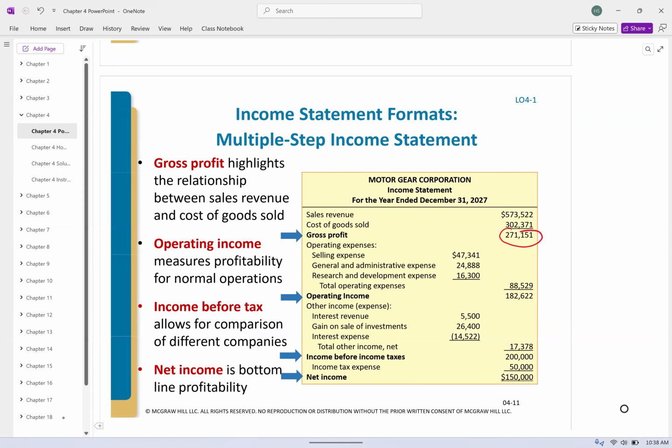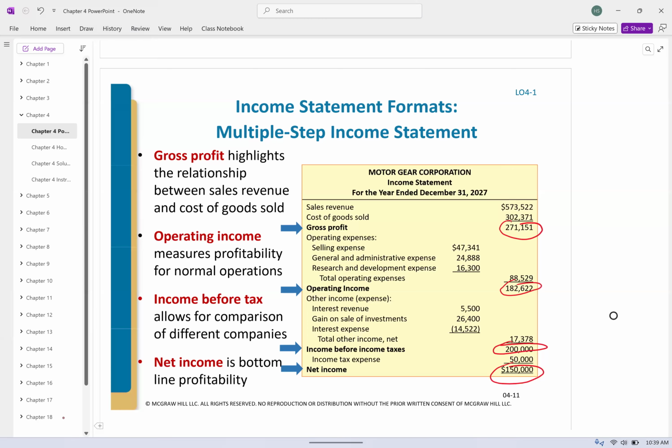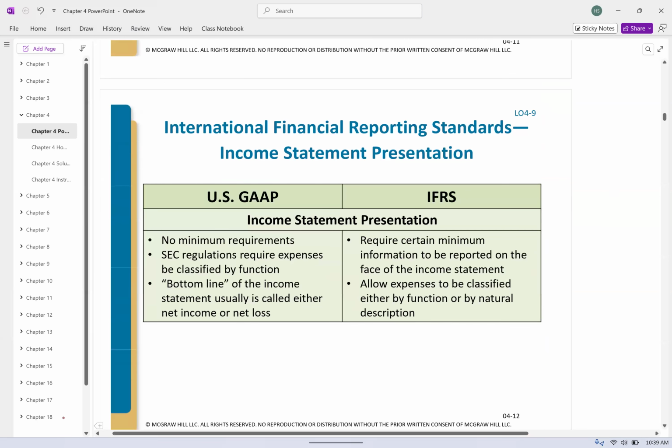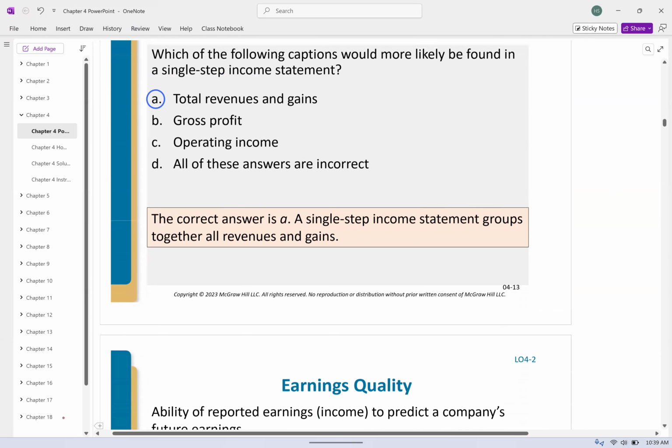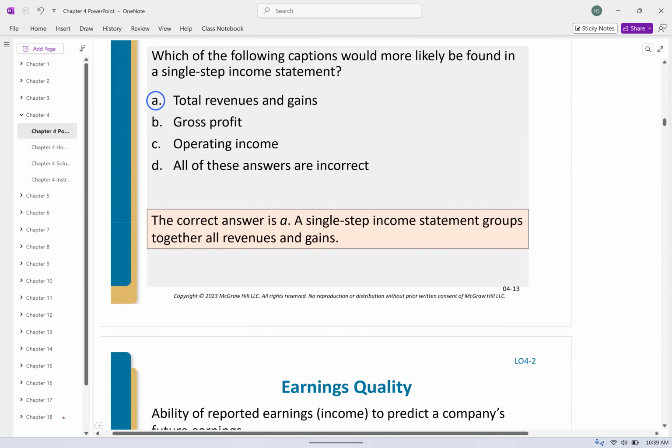We've got operating income. We have the income before taxes, which was 200,000, then net income, or a lot of times they call it the bottom line. All right. I'm just going to skip on for some of those things. We'll skip these little concept checks.